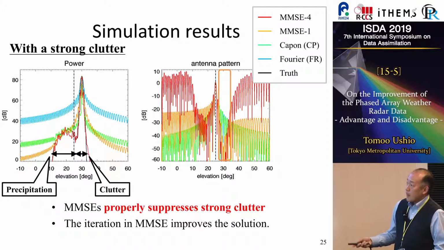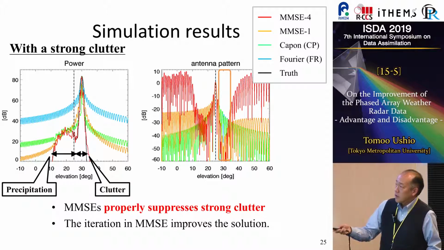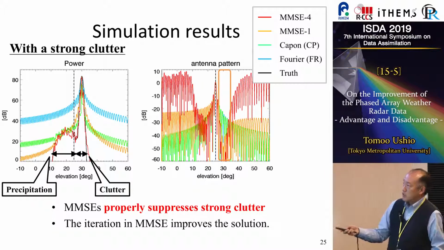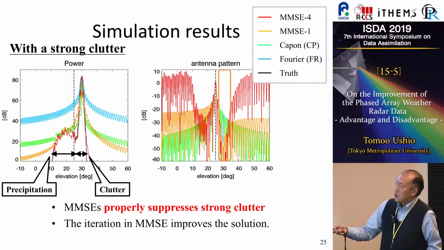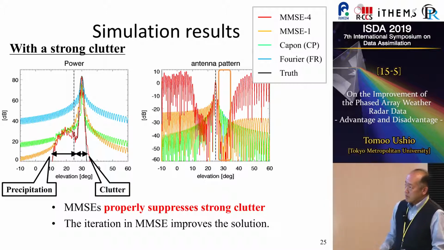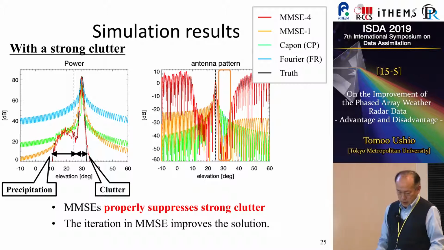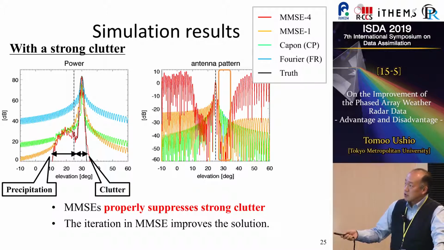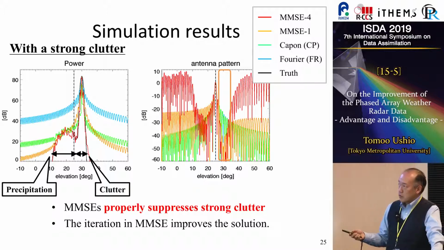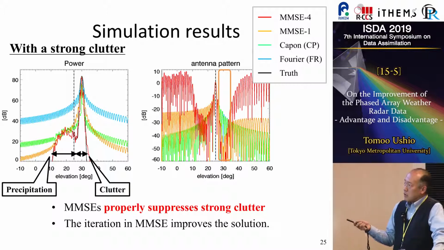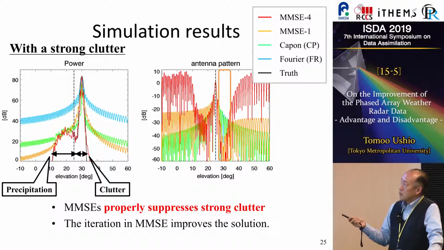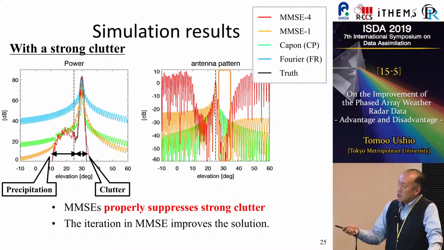This is elevation and this is amplitude. In this case, the black is the truth. Here you can see a large peak. That is a signal from the ground, and this slope means echo from precipitation. If you take the conventional Fourier method, which is in blue, the very strong ground clutter masks the weak precipitation echo here.